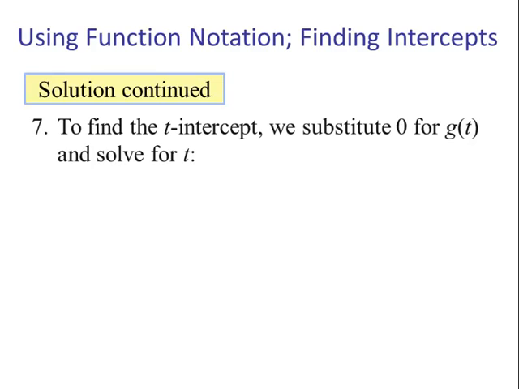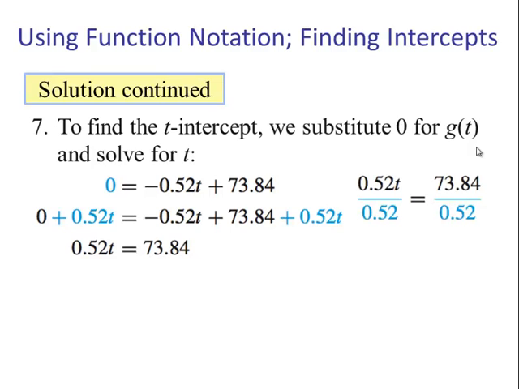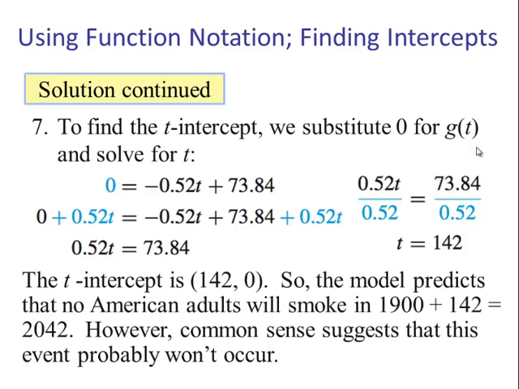Number 7, to find the t-intercept, we substitute 0 for g of t and solve for t. Solving this equation, we see that t is equal to 142. So in terms of this problem, we would say the model predicts that no adults will smoke in 2042. However, common sense suggests that this event probably won't occur. So we're likely to have model breakdown again.